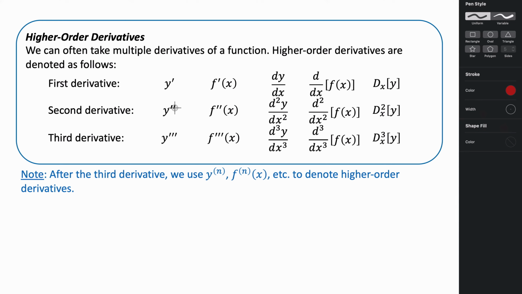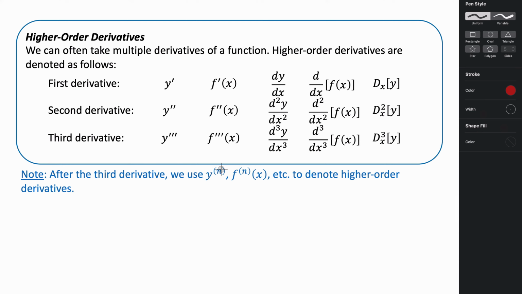The two apostrophes up here is double prime, so that's the second derivative. And you can see in here it's like d squared y over dx squared. This is how we would denote the second derivative using this notation, and then the third derivative would use this notation. One thing to note is after the third derivative, we start using y to the nth in parentheses because we don't want to have like a big long string of primes in there.